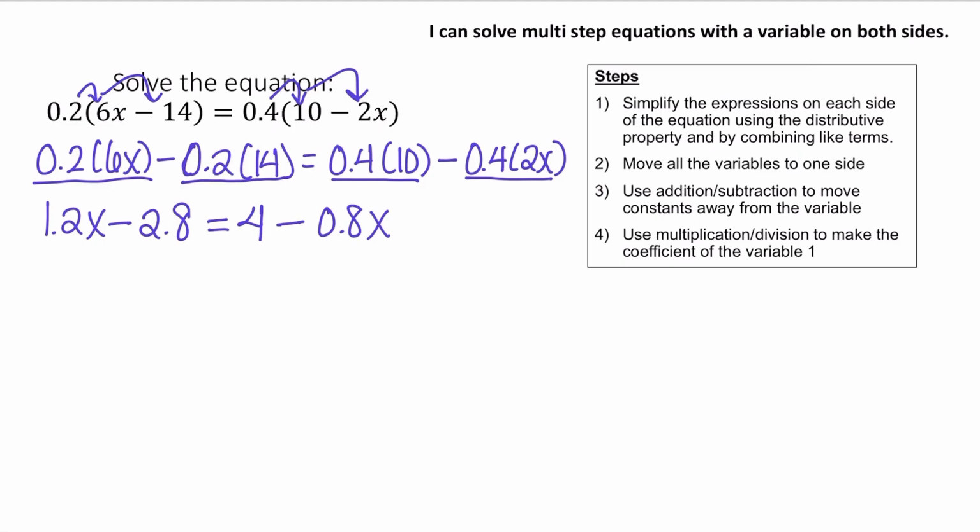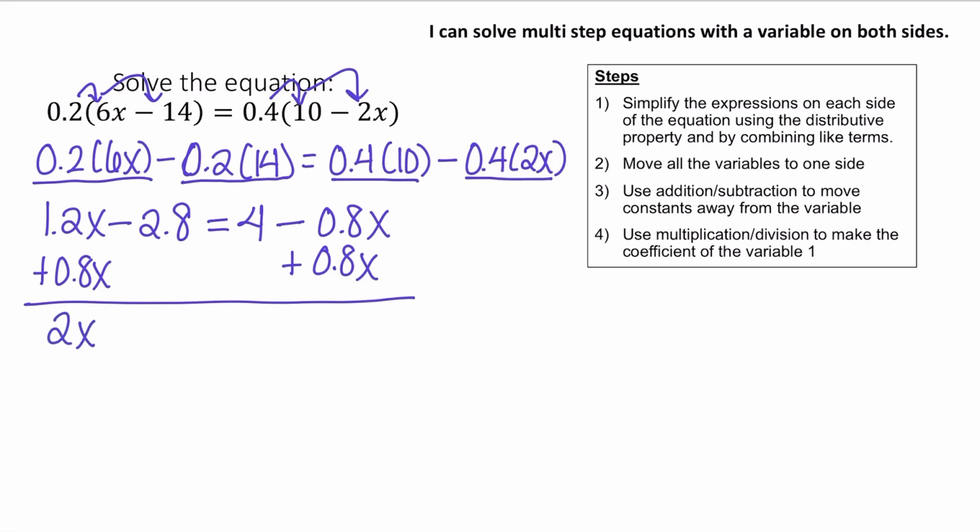So now I need to move all of my variables to one side of the equation. So I'm going to do the opposite of minus 0.8x and add 0.8x to both sides. So 1.2x plus 0.8x gives me 2x. Bring down the minus 2.8, and that equals 4. Minus 0.8x and plus 0.8x will cancel.